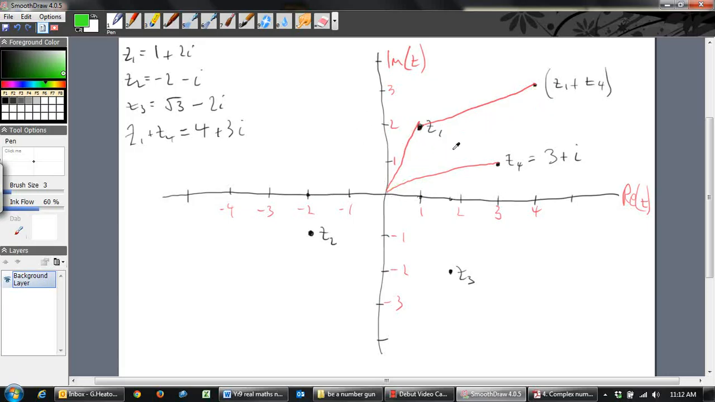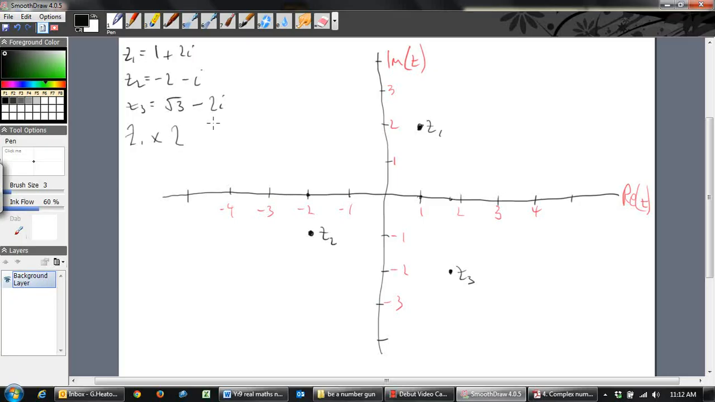What about multiplying? Let's get rid of all this. If we're multiplying a number by a number, so let's multiply Z1 by 2. Let's just see what happens. So if we multiply Z1 by 2, Z1 is 1 plus 2i. What's the significance of multiplying by 2? You get 2 plus 4i. Let's plot that on there. 2 plus 4i.